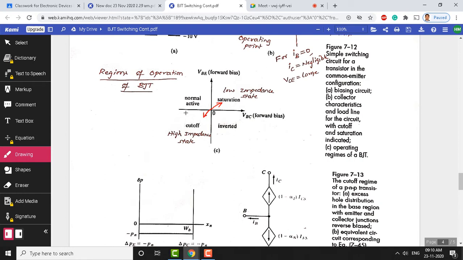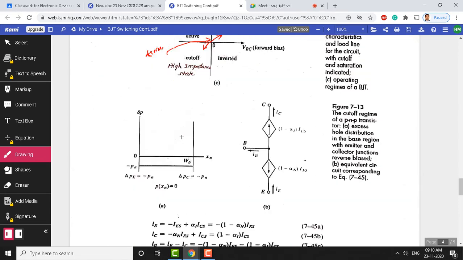We are interested to know how much time a device takes to switch between cutoff and saturation. In a digital computer we need to switch between off and on, like true or false, 1 or 0, 0 or 5 volts, right? So we need to switch multiple times, maybe a billion times, doing switching operations here. So that we will see now.